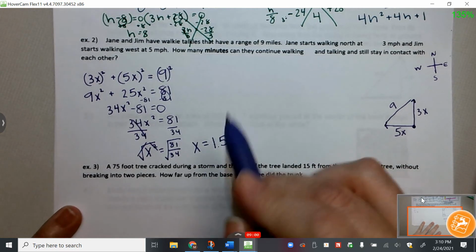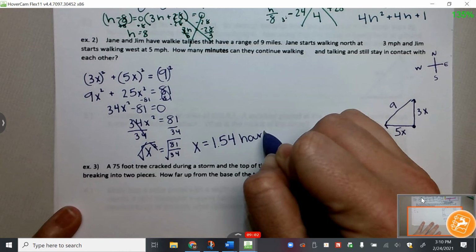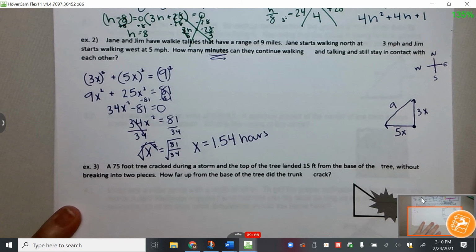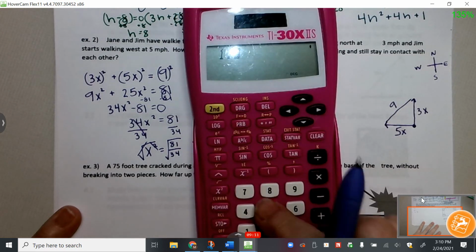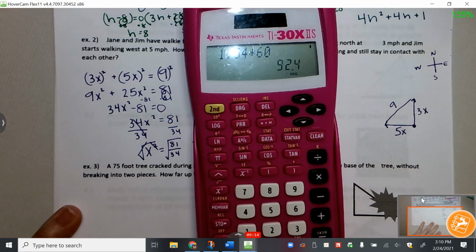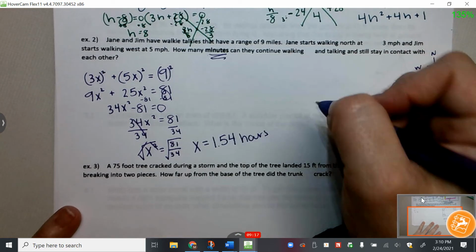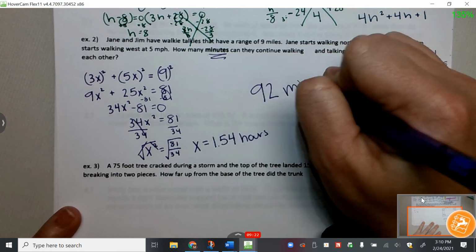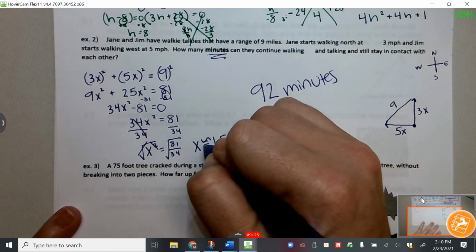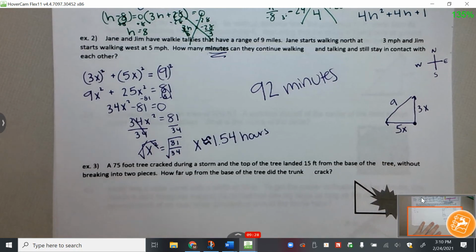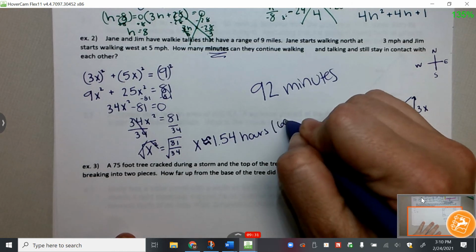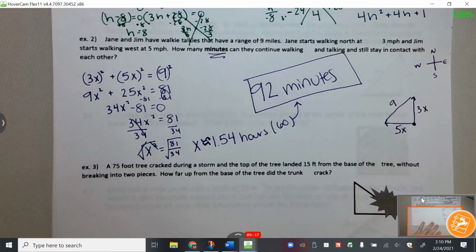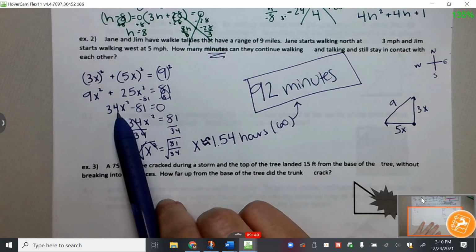Okay, but I want you to realize that's per hour. So this is hours. And it says how many minutes, it's bolded for a reason. Well, there's 60 minutes in an hour, so 1.54 times 60 is 92.4 minutes. So we'll just say 92 minutes, we'll round. We use those squiggly equal signs because we rounded, and then we multiplied by 60 to turn it into minutes. So the cool thing is we didn't have to factor because there was only x squared, there was no single x.